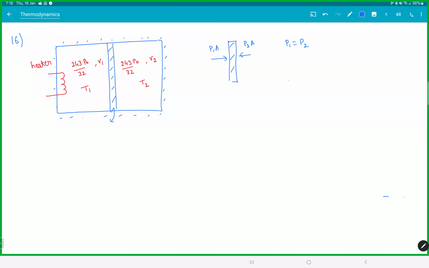And here the volumes are different, but you will notice V1 plus V2 is 2V0. Total volume is constant now. That much we know. Next thing, this whole thing is insulated, isn't it? That means heat doesn't enter, doesn't leave. So the right compartment is undergoing adiabatic compression, isn't it? That was the second piece of information.